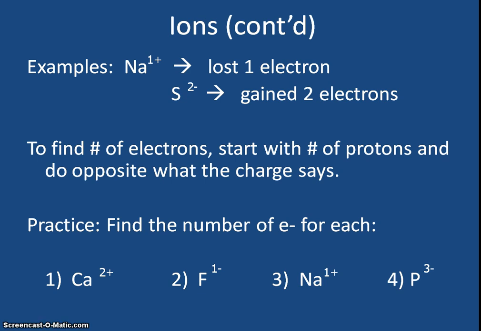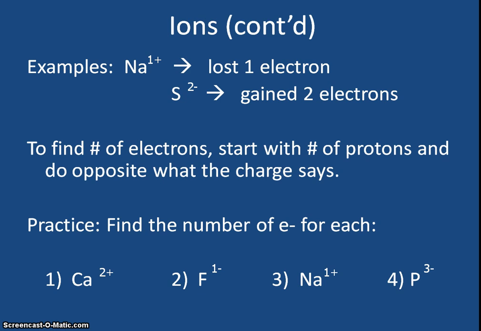However, the charge +2 tells you that it lost 2 electrons, so you're going to take away 2 from the 20, and you should get 18. And check that it makes sense. If you have 20 positive charges and 18 negative charges, it makes sense that it would have a +2 charge overall.